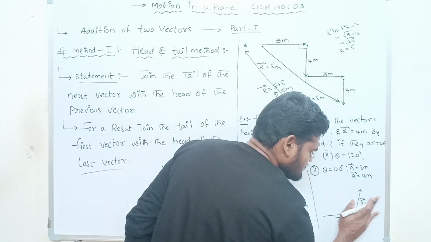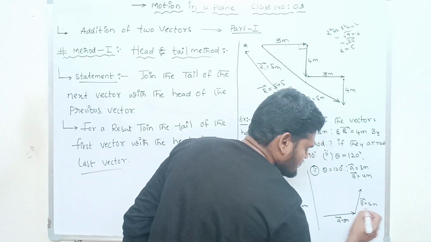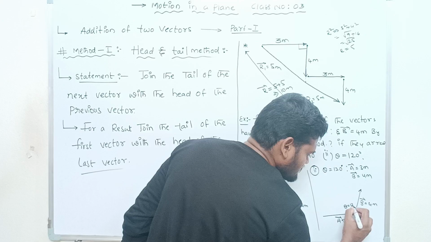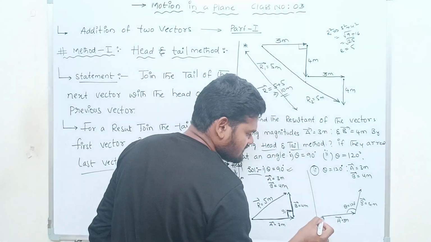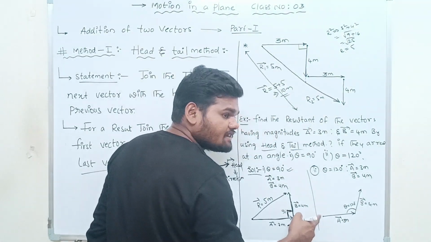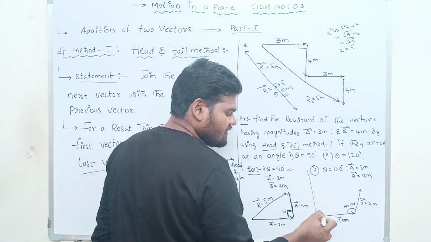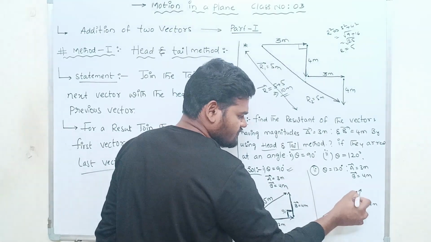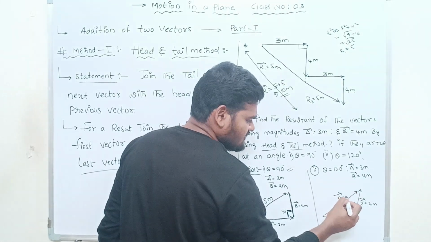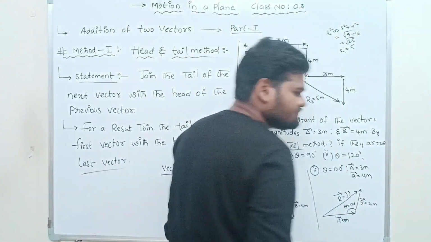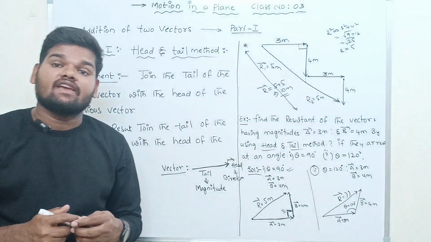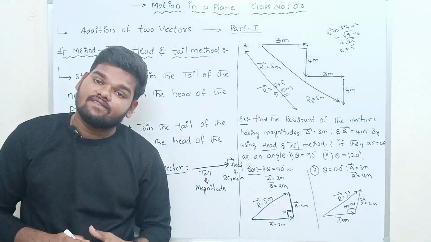B bar is equal to how much? 4 meters. And the angle between them is how much? Theta is equal to 120 degrees. Now for your resultant, we have to join the tail of the first vector with the head of the last vector. Now this is what? Resultant. Then how to find the resultant? By using which formula? We have to find the resultant vector.